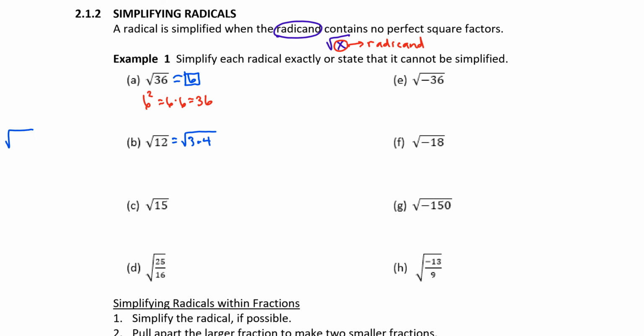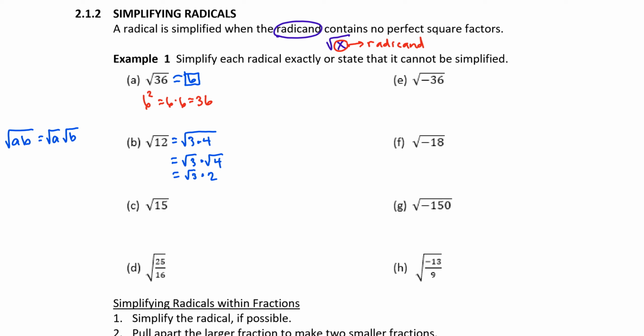Now, one of the properties of radicals says that if you're taking the square root of a product, you can evaluate that as the product of the square roots of the individual factors. So in the case of the square root of 12, I can rewrite this as square root of 3 times the square root of 4. The square root of 3 is not a perfect square, so it will not simplify, but 4 is a perfect square, and its square root is 2. So we have simplified the square root of 12 as the square root of 3 times 2.